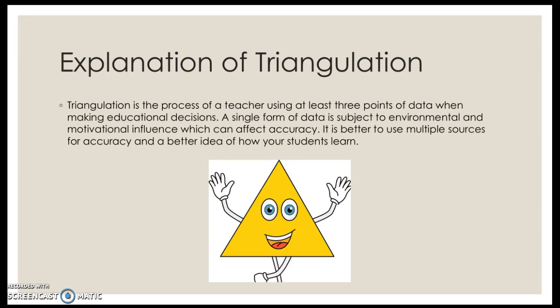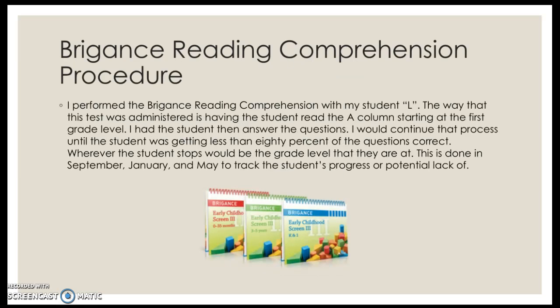Triangulation is the process of a teacher using 3 different points of data when making educational decisions. A single form of data is subject to environmental and motivational influence, which can affect the accuracy of the tests. So it's better to use multiple sources for accuracy and a better idea of how your students actually learn.